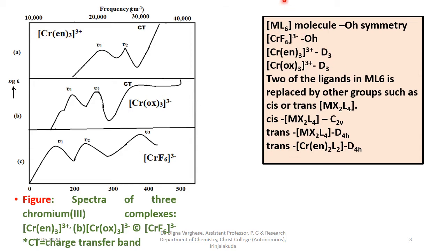From these examples, the perfect octahedral symmetry is for the pure ML6 molecule. When it is substituted by chelating ligands, the symmetry reduces to D3 symmetry. If two of the ligands from the ML6 molecule are replaced, the cis molecule has C2v symmetry and the trans molecule has D4h symmetry. If we simply change a ligand from the ML6 complexes, the octahedral symmetry reduces to lower symmetry.